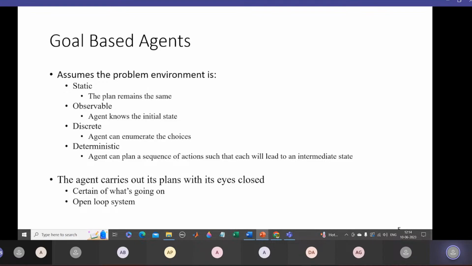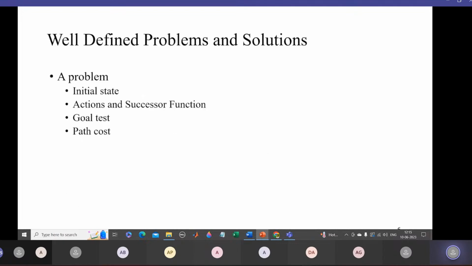So without knowing anything, with the eyes closed, the agent carries out its plan. So we have a well-defined problem and the solutions. You should have an initial state, and when some actions are taking place, what will be the successor function, then the goal state, and what will be the path cost. A problem should have all these things. That is a well-defined problem.